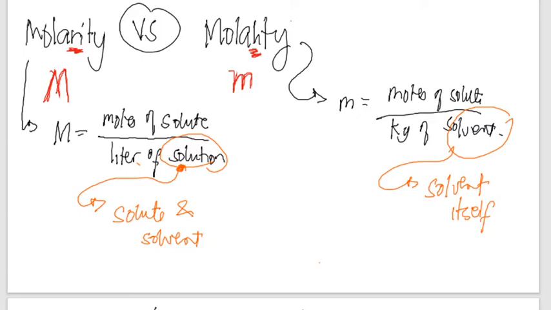So, now we will be discussing the differences between molarity and molality. A lot of people find it hard to distinguish between the two. Before we go to our volumetric and gravimetric methods, we need to first discuss, or at least take a glance at, the two.